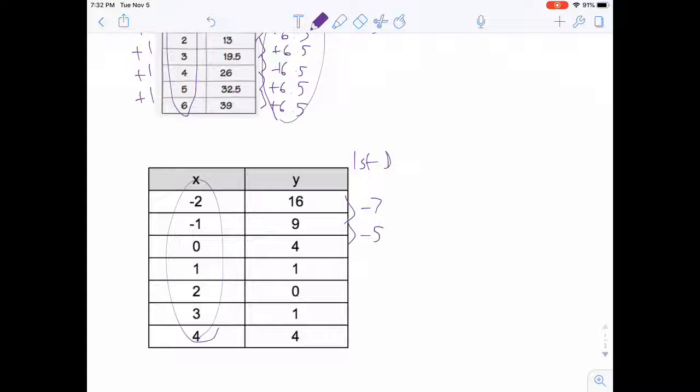if it's quadratic. 4 to 1, I'm subtracting 3. 1 to 0, subtracting 1. 0 to 1, adding 1. 1 to 4, I'm adding 3. Okay, so the first differences are not constant, so again, not linear.